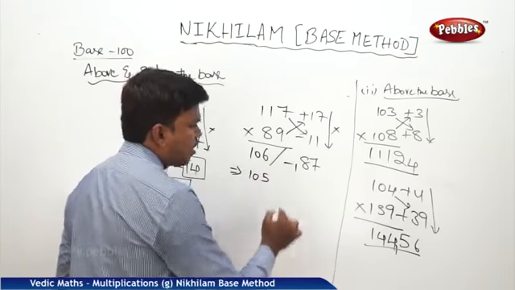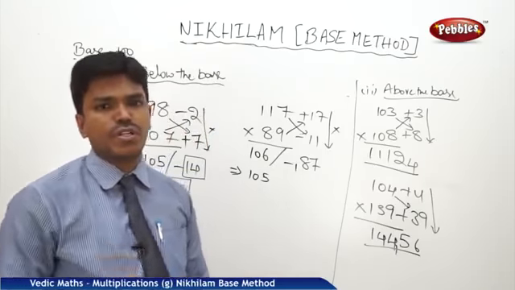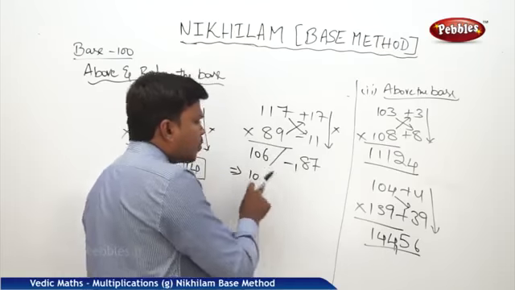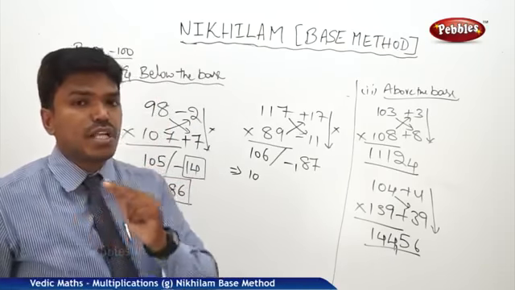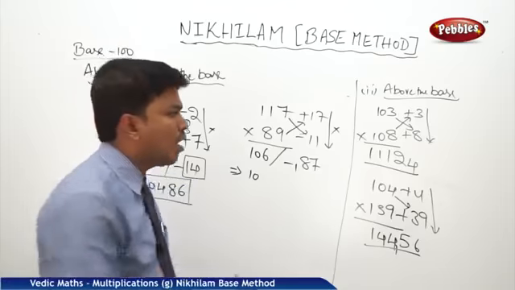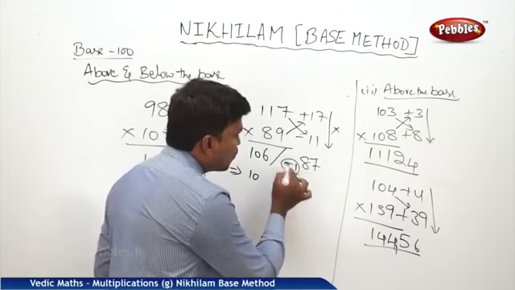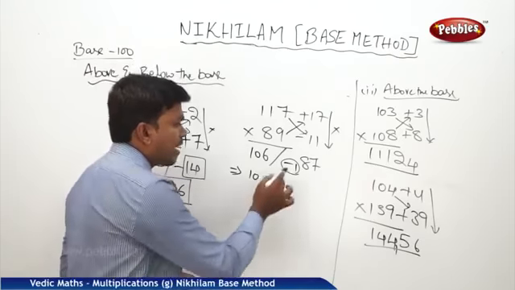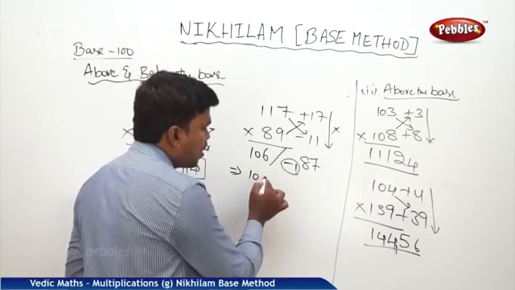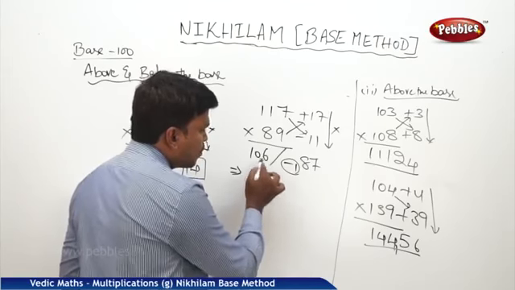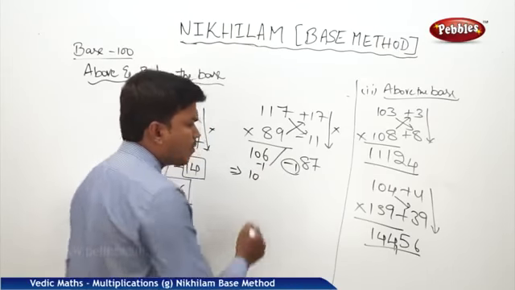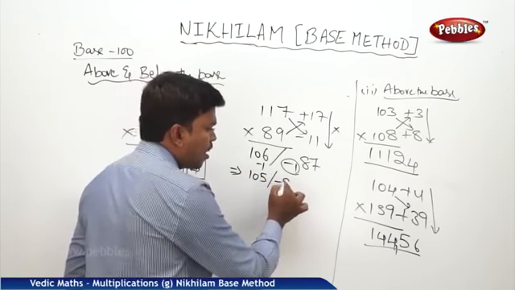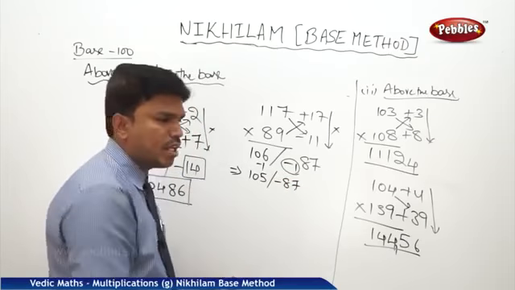But before that, I want to discuss one more thing here. Before reducing the left side part of the answer by 1, first of all you have to carry forward this negative 1. Carry forward the negative carry to the next part of the answer. Minus 1. So first of all, we have to put minus 1 to 106. How much are we going to get? 105. Put a bar. And now, minus 87.